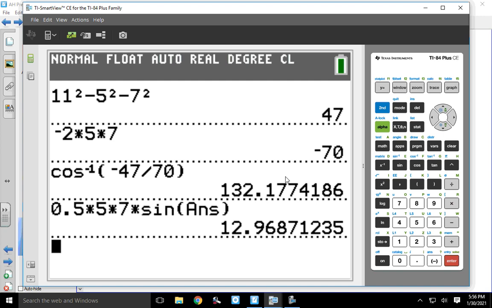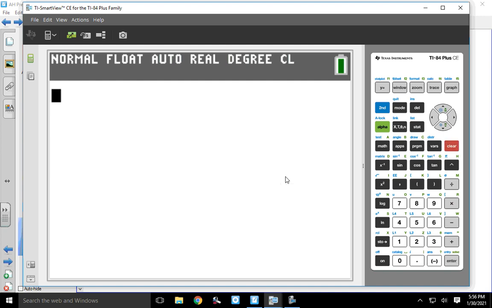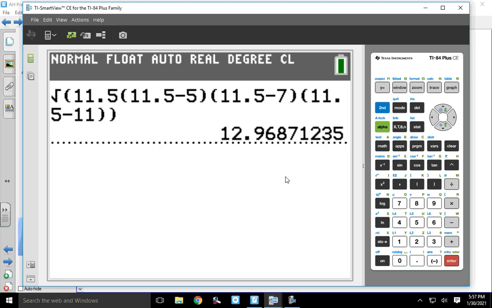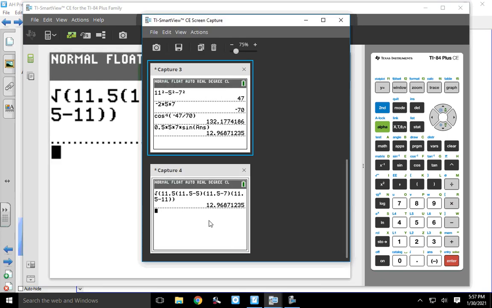All right, so yeah, 12.969, there's the value we're looking for. Let's see if we end up with that. So I've got the square root of 11.5 times 11.5 minus 5, 11.5 minus the 7, and 11.5 minus the 11. And we get, hey, look at that. The exact same value, 12.969 is our result.